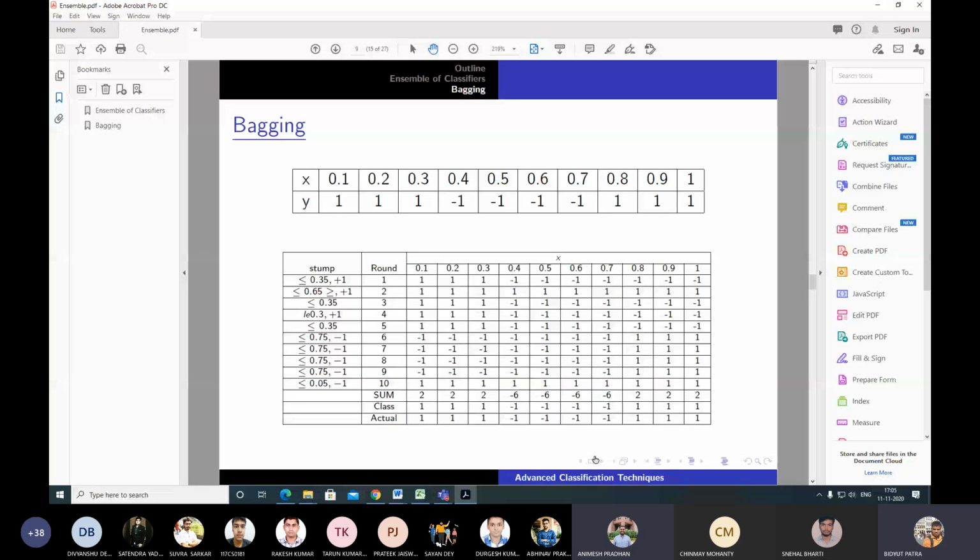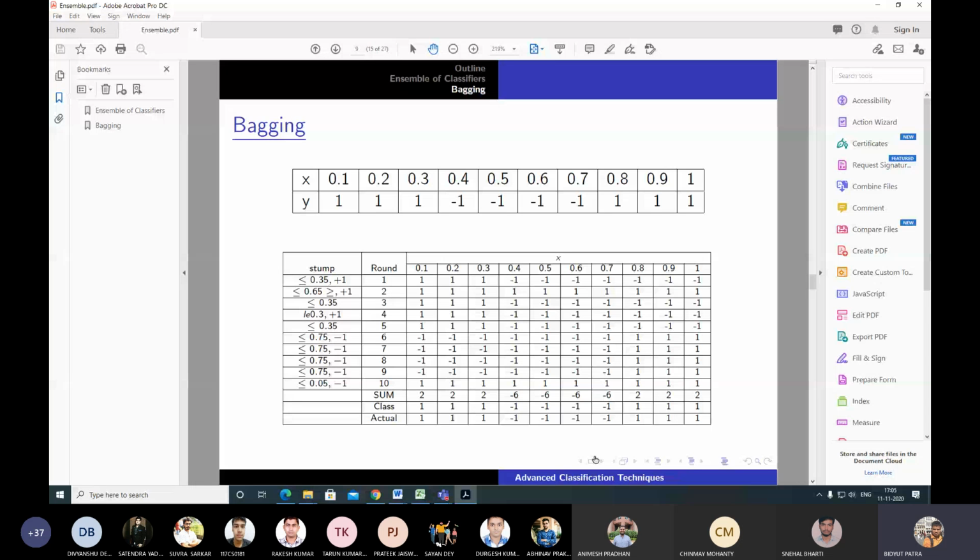See, I didn't take the duplicate. You are randomly picking the points, and because there is a chance of duplicates, it is random sampling with replacement, so obviously duplicates will come. So if you understood that, now I have only one slide. It is something called random forest.